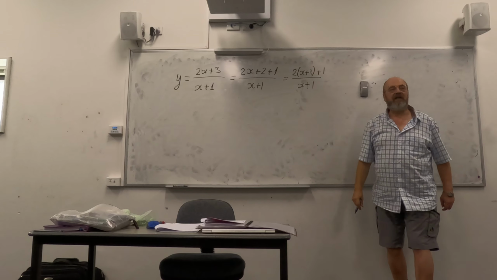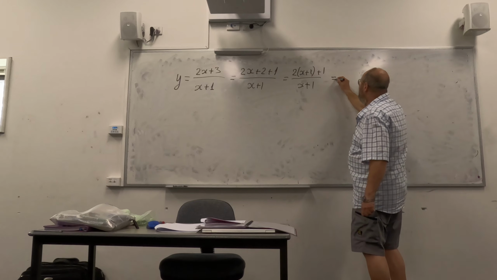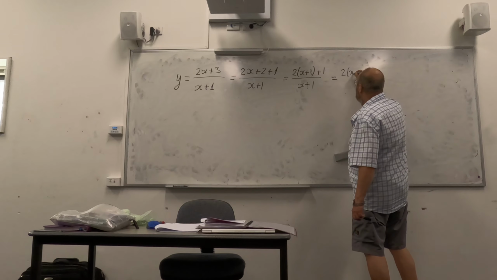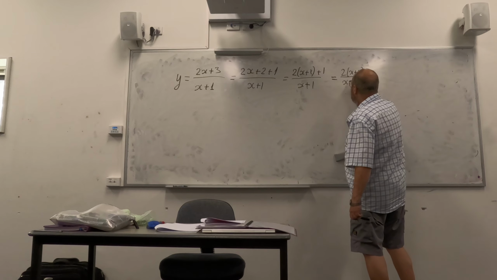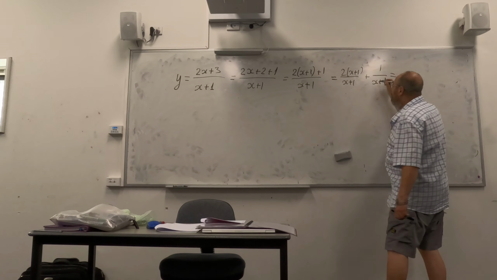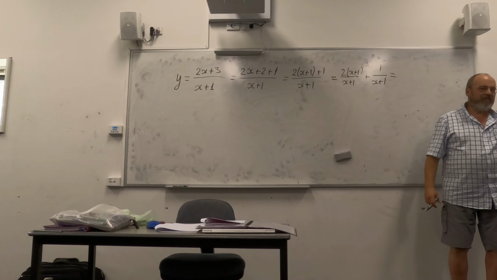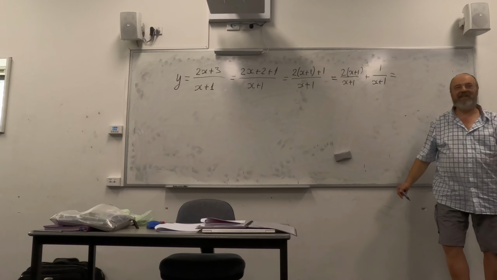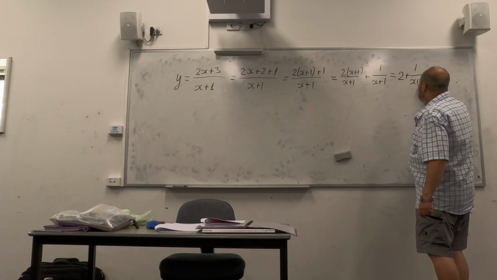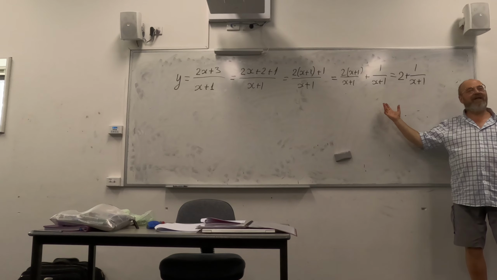Why am I doing that? So you can get rid of the x. So we can split these into fractions: 2 times (x plus 1) over x plus 1, plus 1 over x plus 1. And (x plus 1) over (x plus 1) cancels out. So we get 2 plus 1 over x plus 1, which means it's shifted to the left by 1 and shifted up by 2.